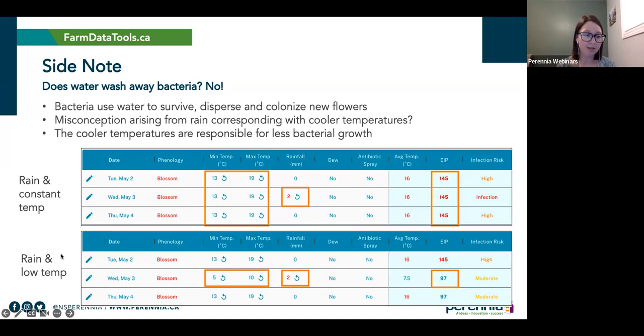But if you have a rain and a low temperature, so a low of 13, a high of 19, but then when you've got that rain event, you've got a low of 5 and a high of 10, then that's when you see the bacterial population decreasing because it's related to the cool temperature. It's not related to the wetting or the rain event.